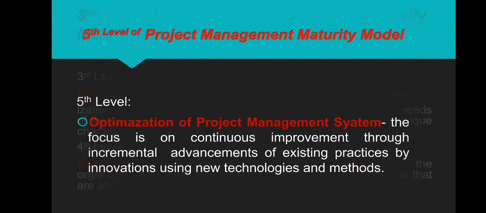And lastly, the fifth level of the project management maturity model is the optimization of project management system. In this level, the focus is on continuous improvement through incremental advancement of existing practices by innovations using new technologies and methods. It means that it is an indication to manage an intentional change in order to have continuous improvement, and through using new technologies and methods, the performance of project management will be improved and the projects will be managed effectively.